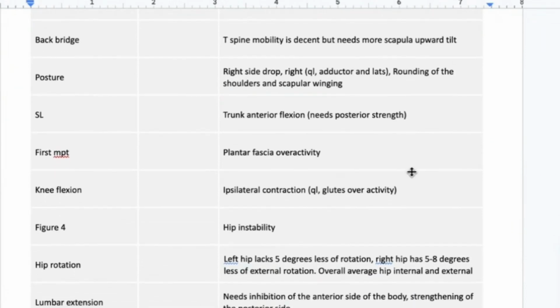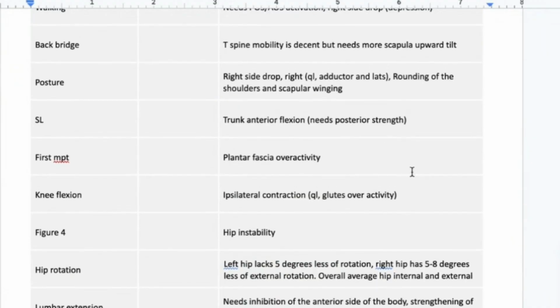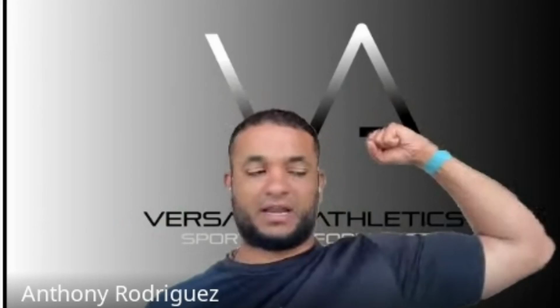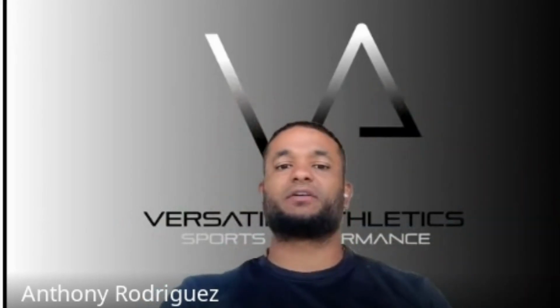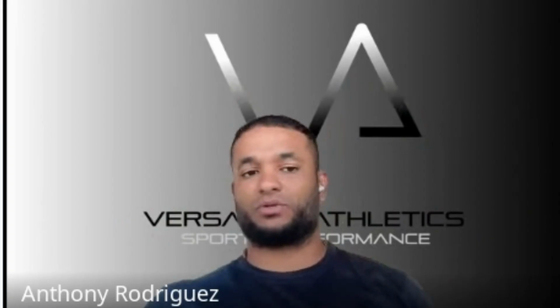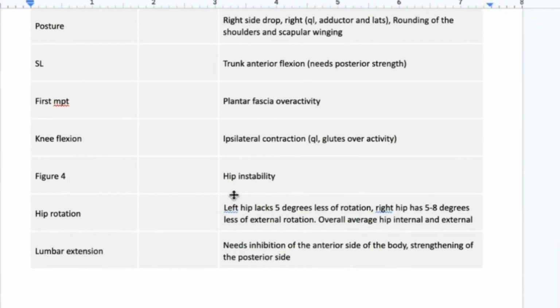A big red flag for you was your overhead mobility. When you go overhead, it is extremely limited, especially for you as an athlete who has a very over-the-top position. That's why, when we were looking at your pitching mechanics, a lot of that overhead movement is super pushy, right? Instead of creating that actual layback that you need, which we also saw within the back bridge. Your T-spine was decent, but your scapular upward tilt is in the limited range. So we're going to be making sure that we're targeting those things.